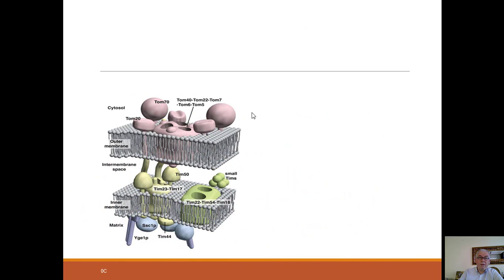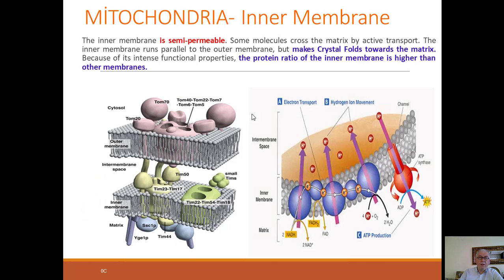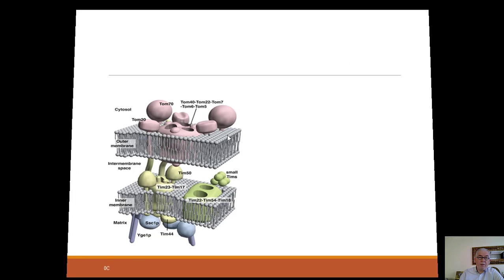On the other side, the mitochondrial inner membrane is a semi-permeable membrane type. Some molecules cross into the matrix by active transport. The inner membrane runs parallel to the outer membrane, but it makes cristae folds towards the matrix because of its intense functional properties. Also, the protein ratio of the inner membrane is higher than other membranes.